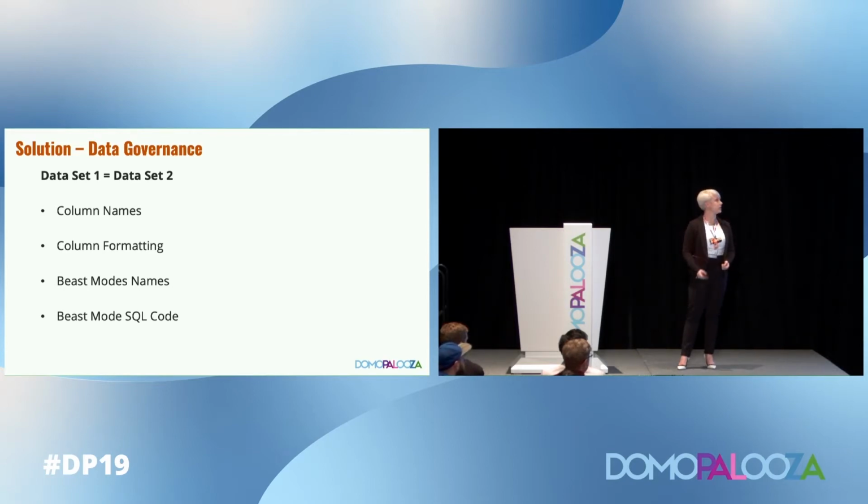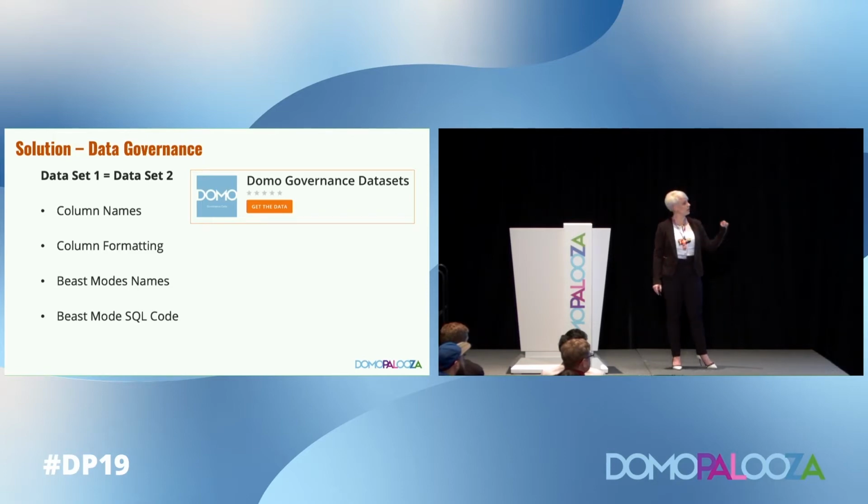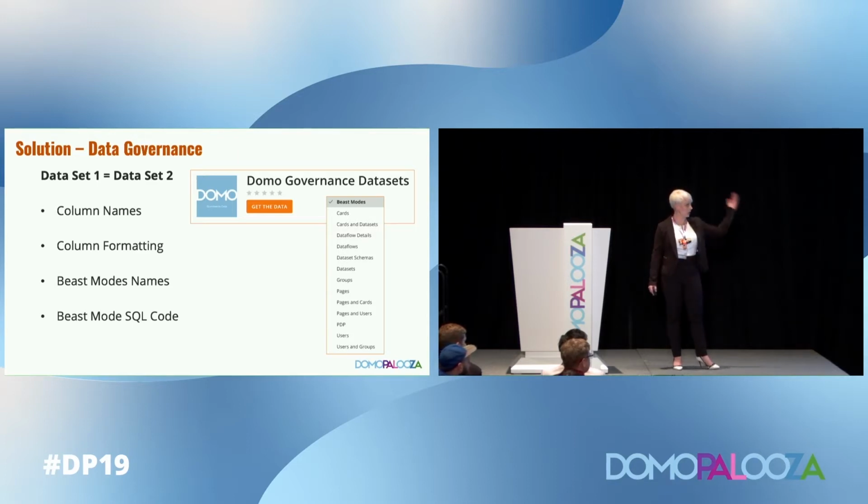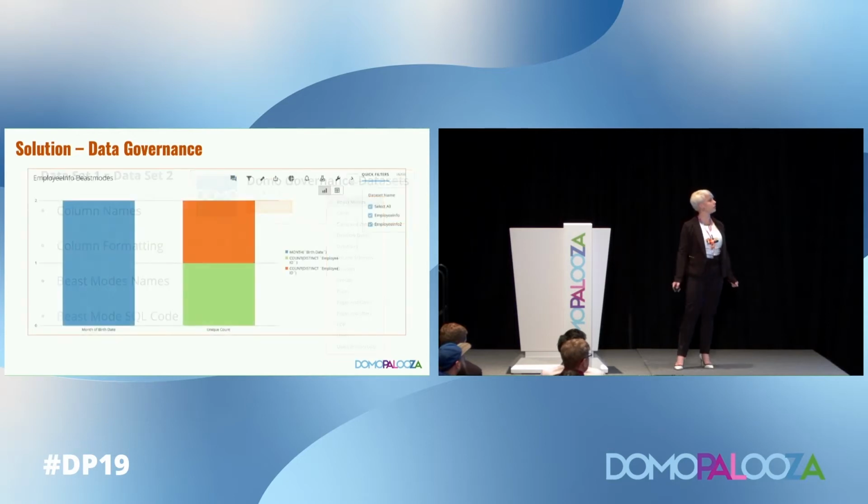So my recommendation is to go back to the Domo App Store and look up the connector Domo Governance Datasets. This connector has a ton of really useful reports in it that are specific to your Domo instance and your Domo data, including beast modes. And once you get this connector and download this report, you can use it just like any other data you have in Domo.